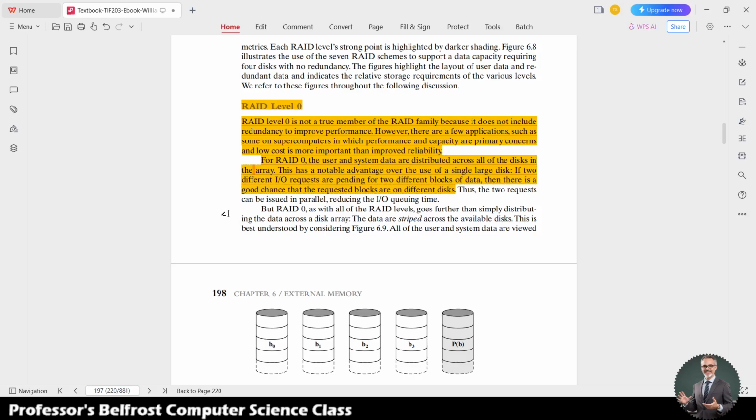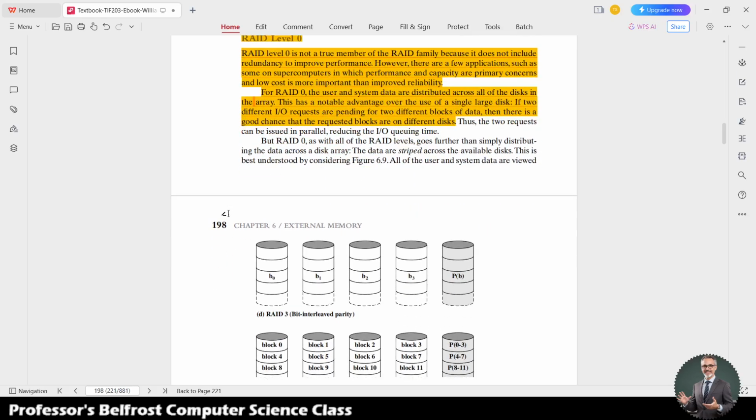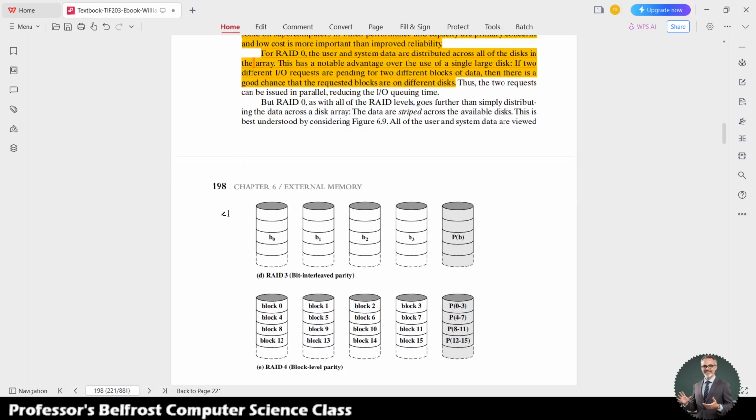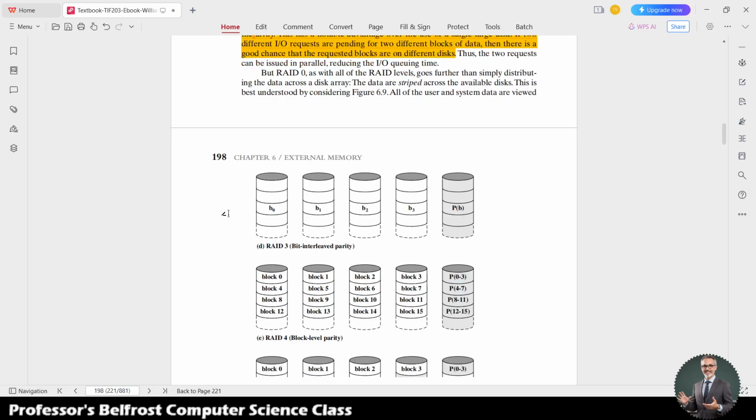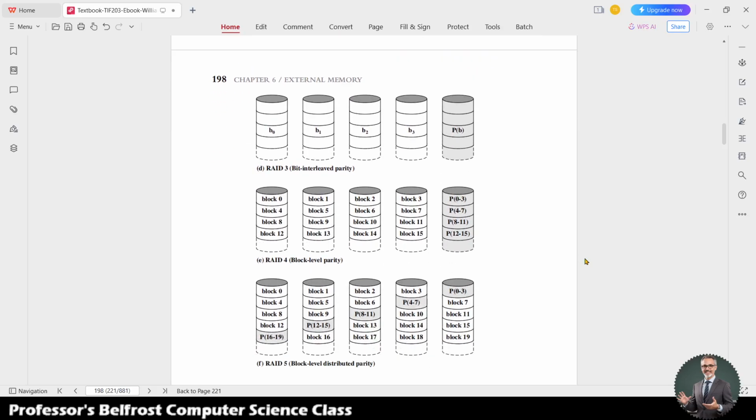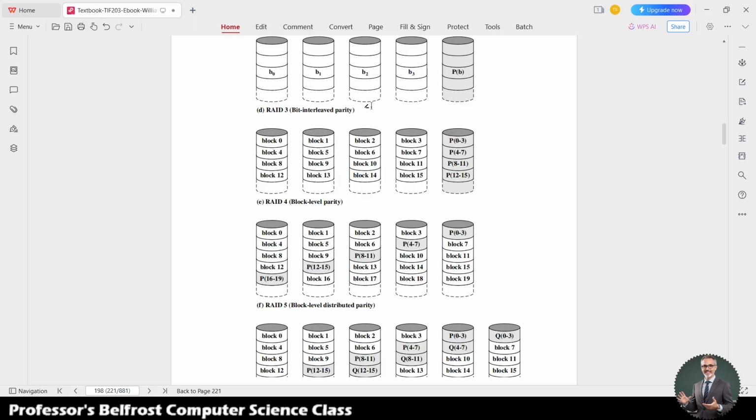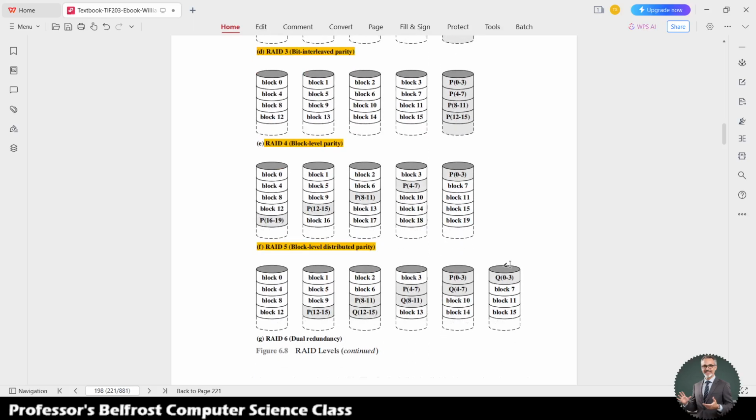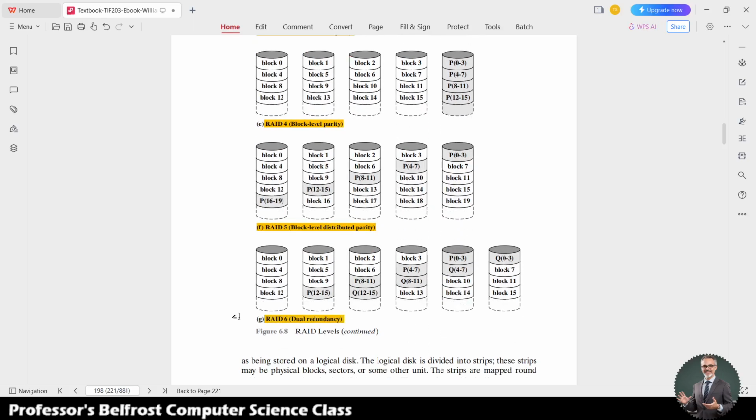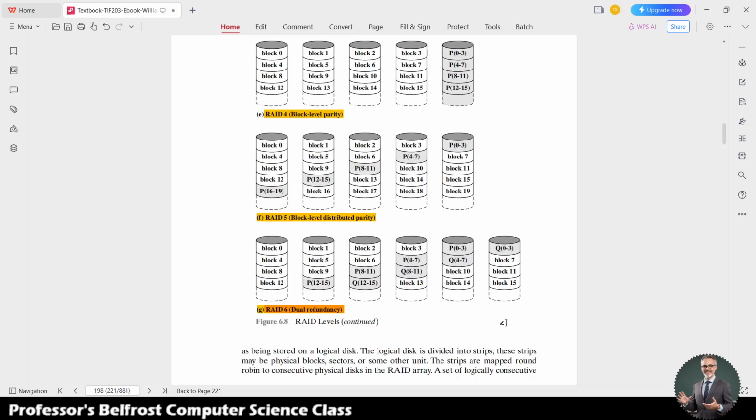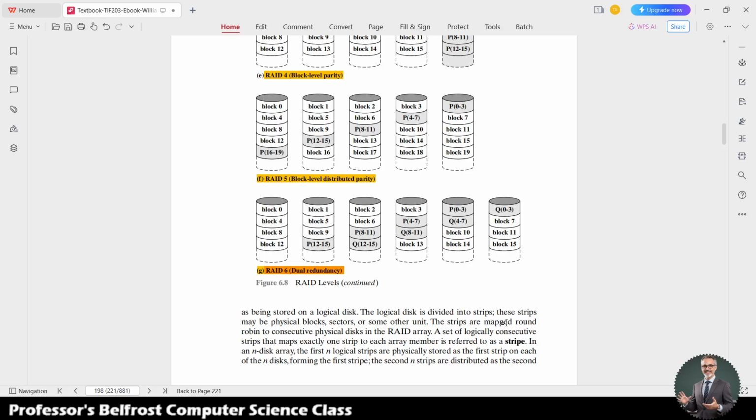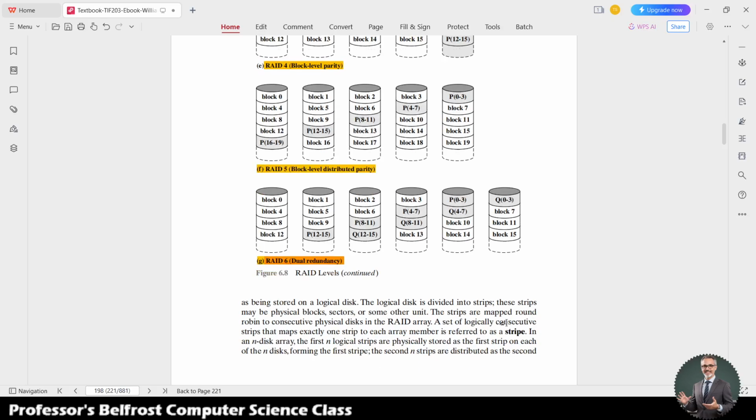But it can go further than simply distributing the data across the array. The data are striped across the available disks. This is another figure of other RAID systems: RAID 3, which is bit-interleaved parity, RAID 4, which is block-level parity, and RAID 5, which is block-level distributed parity. We will also later see some combinations like RAID 1 plus 0, 0 plus 1, and 5 and 6 together.